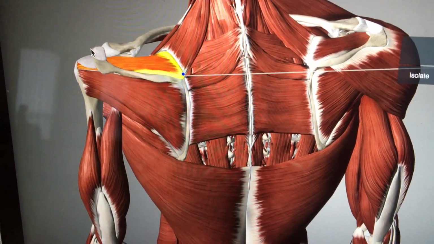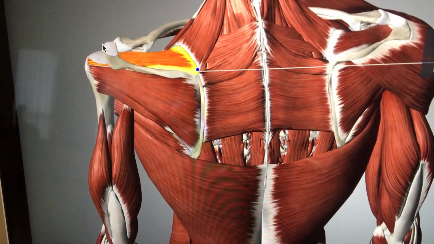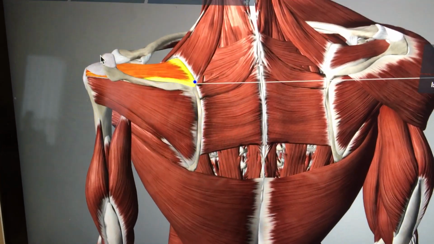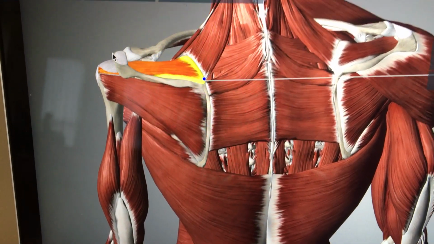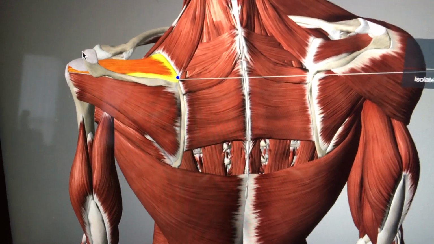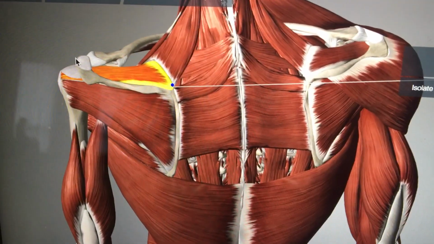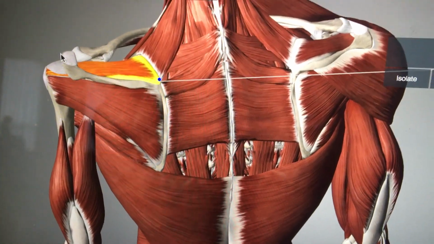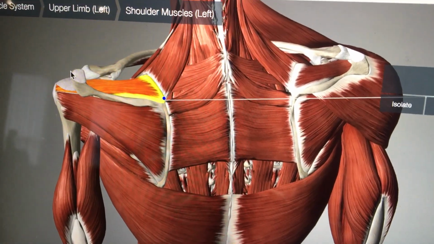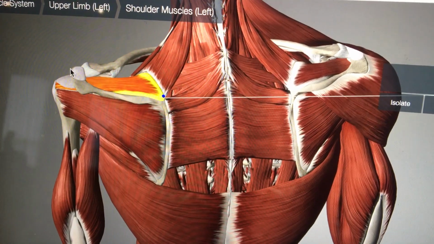Hey guys, Frank Cawley again here today behind the scenes so I can share with you some very good information on a very common problem that we see in the clinic, which is rotator cuff tears or rotator cuff tendonitis/bursitis.